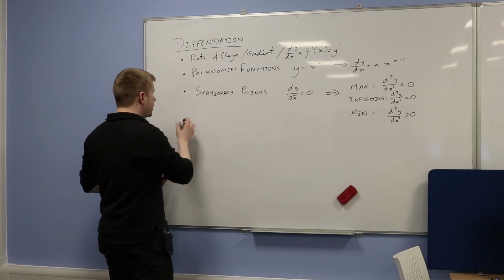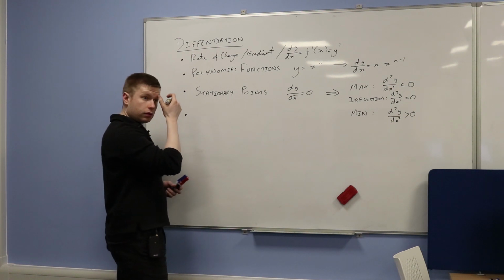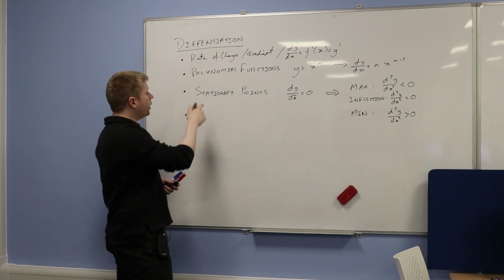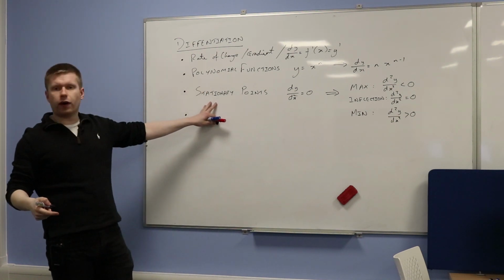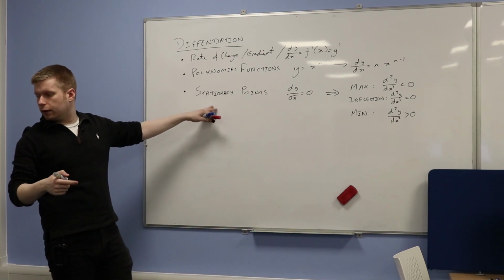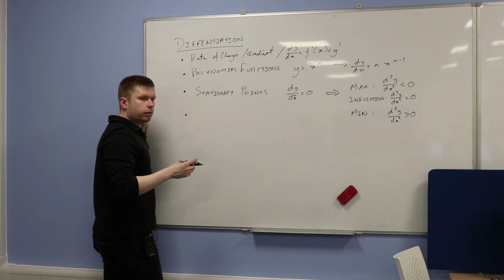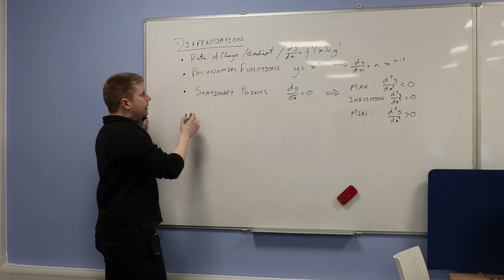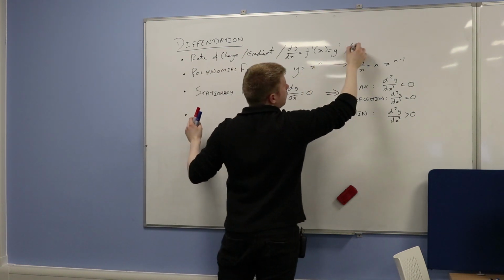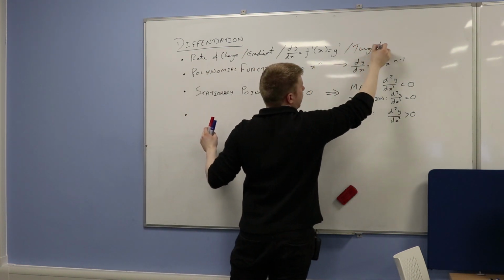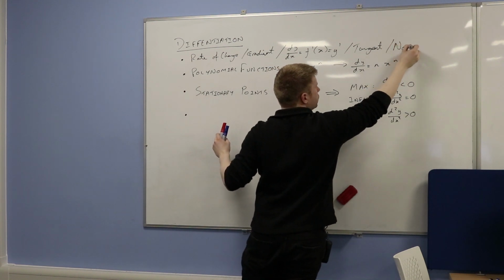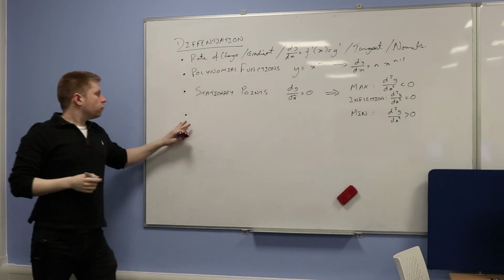Okay? Good. Then what did we look at? So we've done with polynomial functions. We looked at finding stationary points. Then what do we look at? Well, okay, tangents kind of buried in here. So we looked at finding the equation of tangents and normals and stuff like that. Okay.